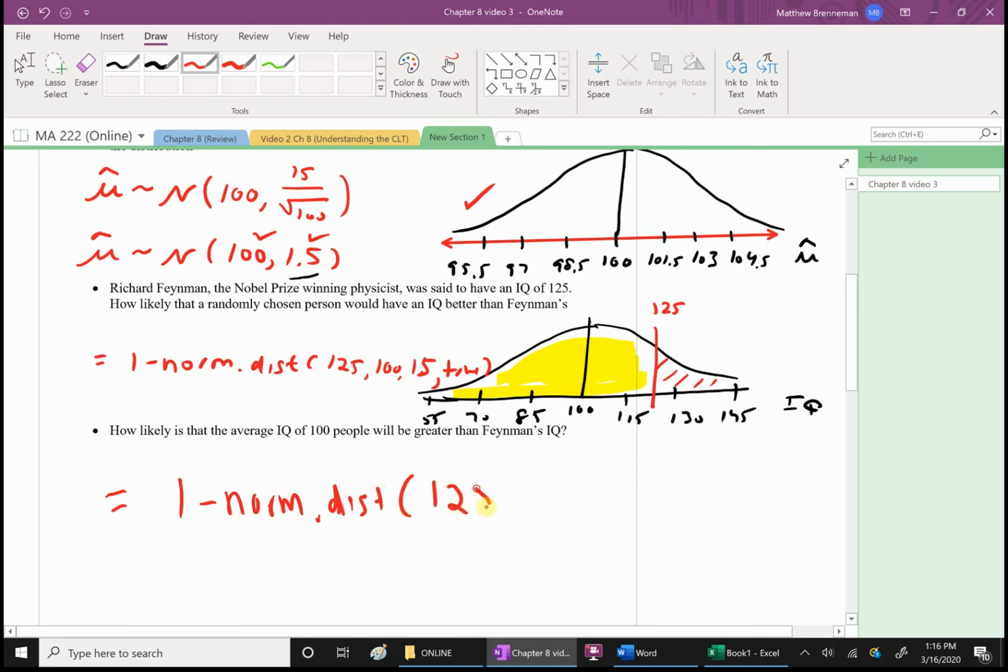So this is the data value that I want the percentile of. The mean is 100. But remember, the standard deviation, these sample averages come from this distribution, right? True.